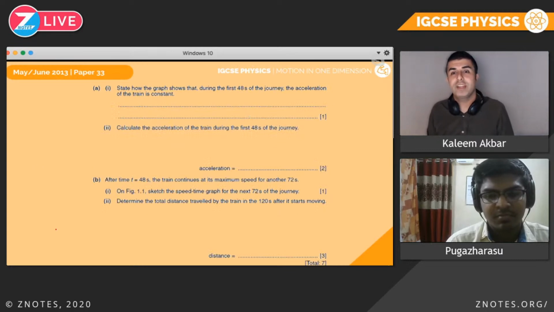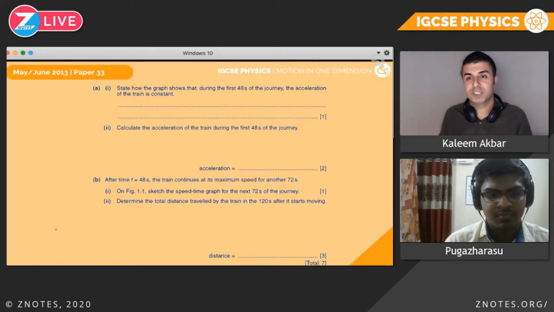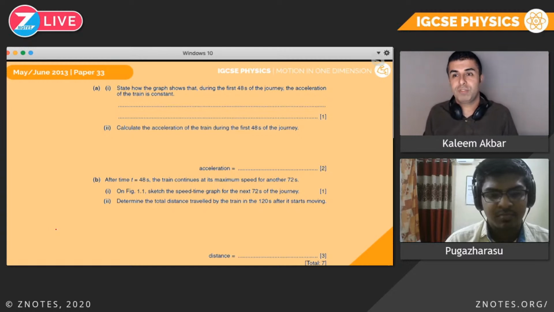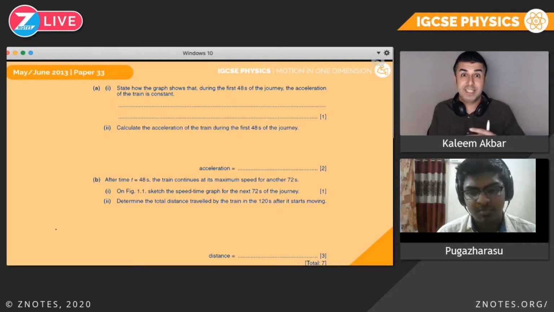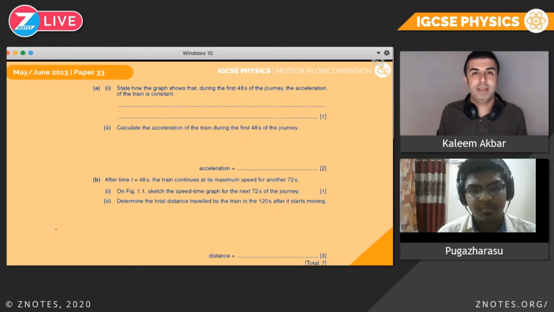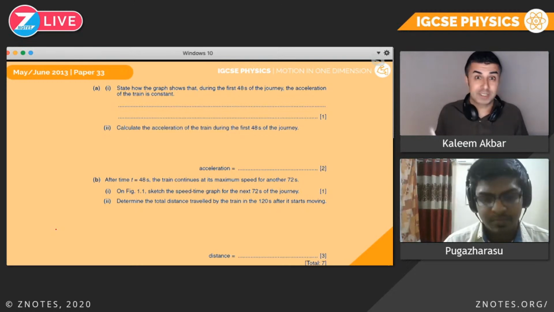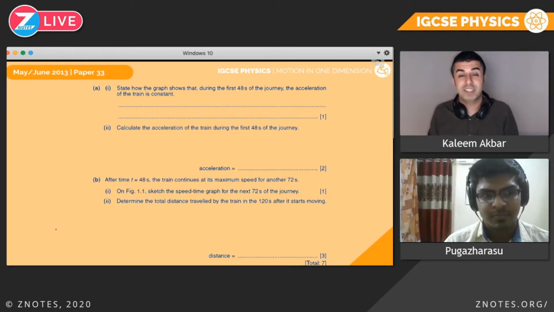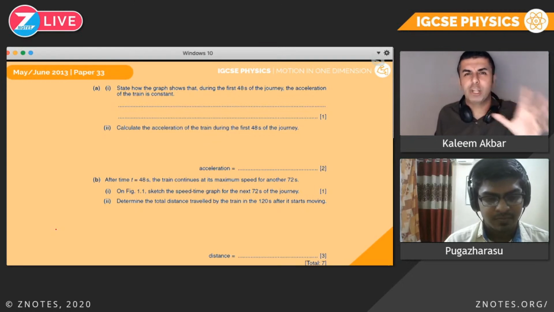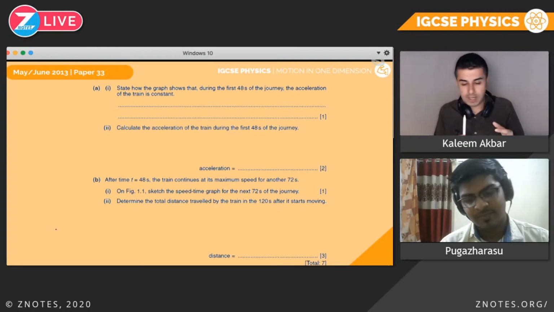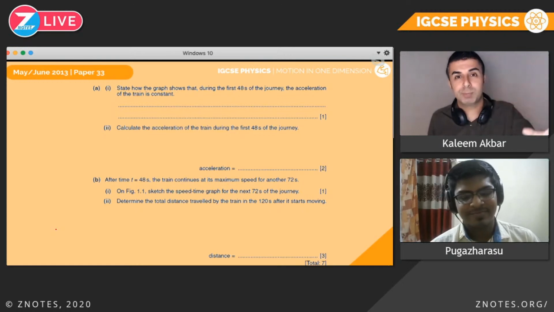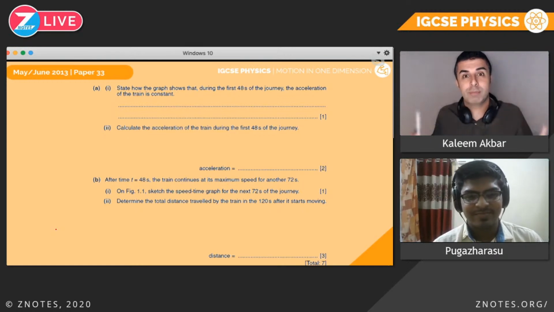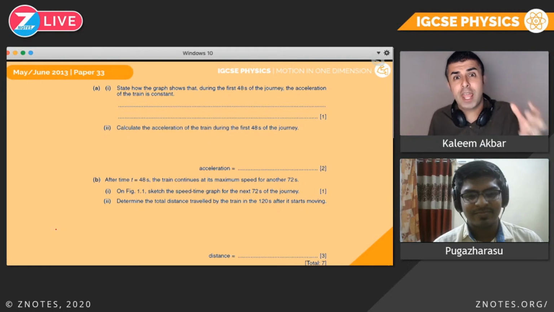State how the graph shows that during the first 48 seconds of the journey, the acceleration of the train is constant. Well, I hope you could see that it was a constant diagonal line, in geeky math speak, constant gradient or constant steepness. That's all you have to say. Key exam word here, I love this word, state. Guys, state means tell me the answer. Don't describe, don't explain. You don't need to give me your life story here. Just tell me the answer.